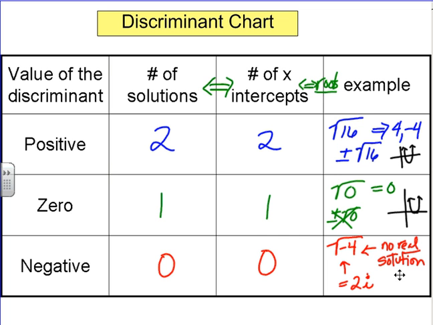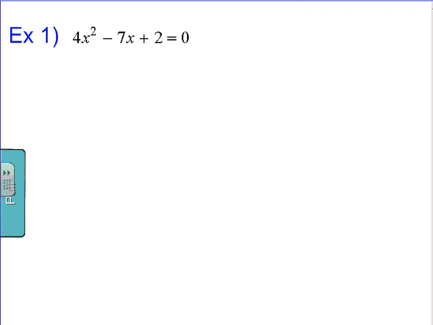And what does that look like? Well, if we were to graph this parabola, it might be something like this, where it never, ever runs into the x-axis. So we would not be able to come up with a solution. So let's practice here a little bit.